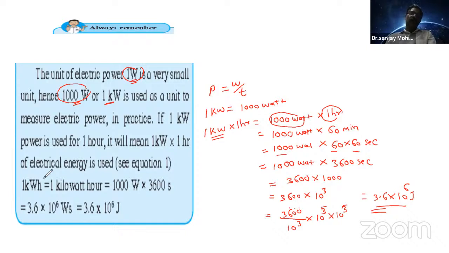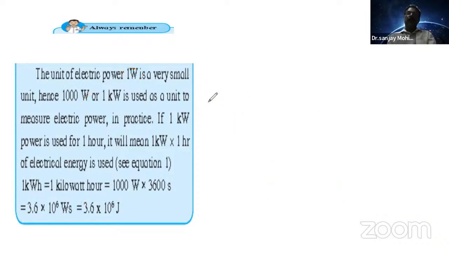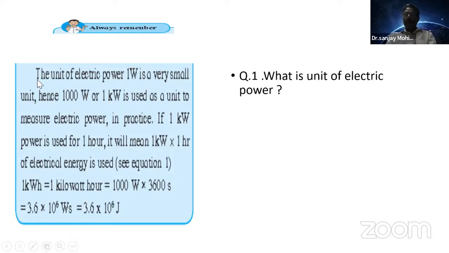Many times in the exam the question is asked, what is the value of 1 kilowatt hour? The value of 1 kilowatt hour in terms of joule is 3.6 into 10 raised to 6 joule. So this is the relation between power and the joule. What type of questions may be asked from the exam point of view?